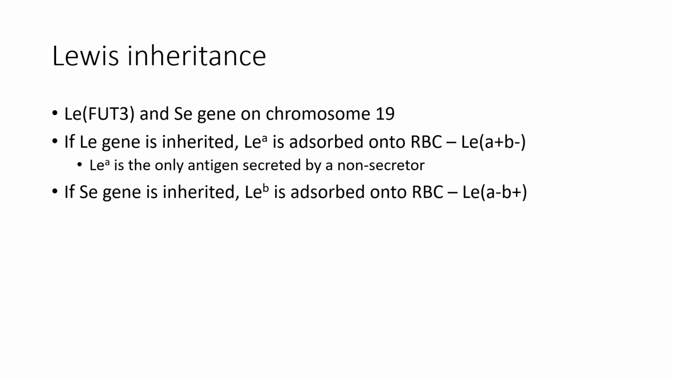Lewis antigen inheritance is controlled by the LE or FUT3 gene and the SE gene, which are both located on chromosome 19. If the LE gene is inherited, then Lewis A is adsorbed onto the red blood cells, causing a Lewis A homozygous phenotype. Lewis A is the only antigen that can be secreted by a non-secretor. If the SE gene is inherited, then Lewis B will be adsorbed onto the red blood cells, causing a Lewis B positive homozygous phenotype.